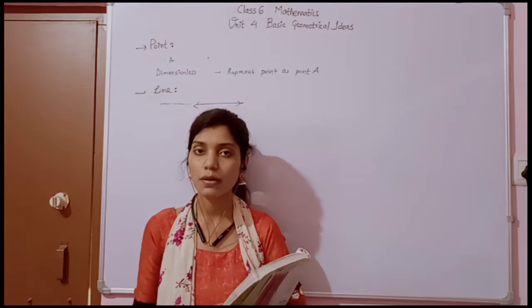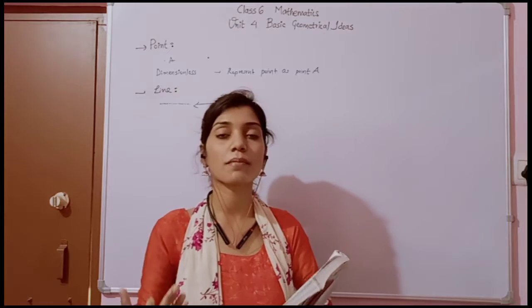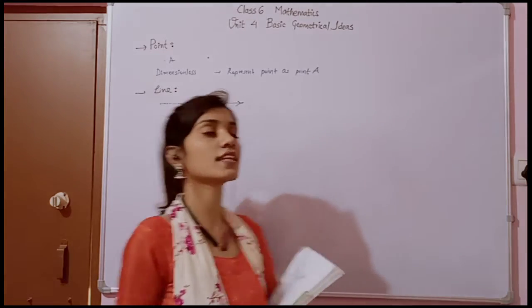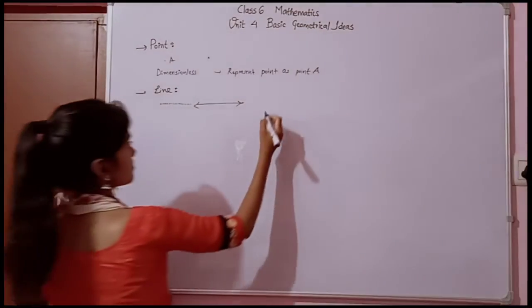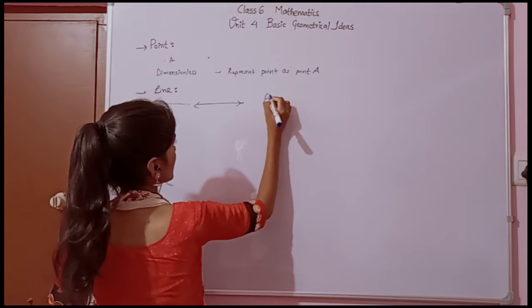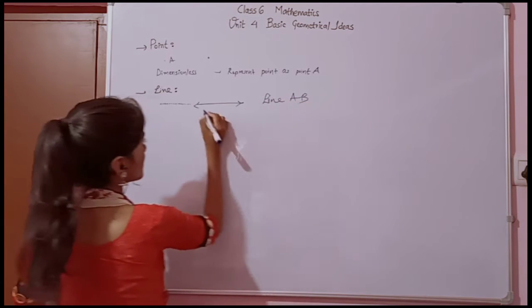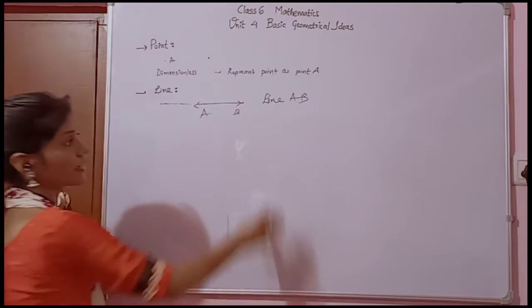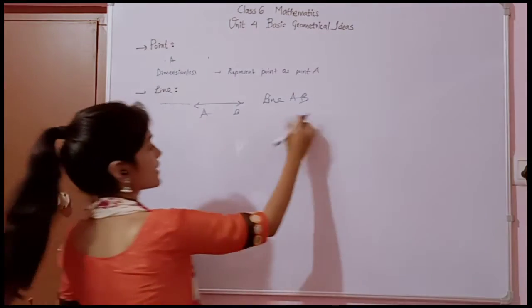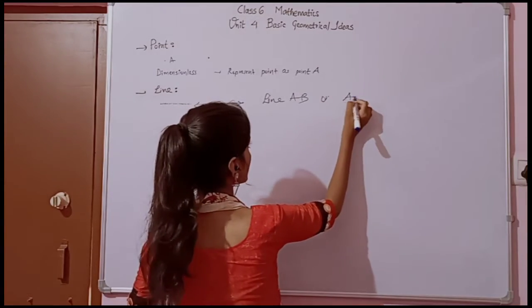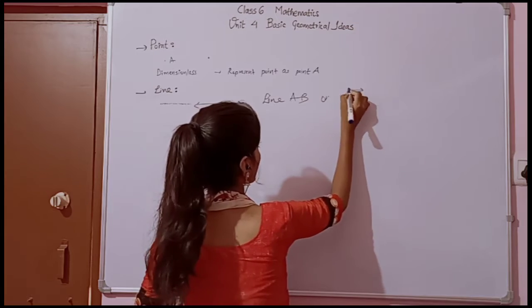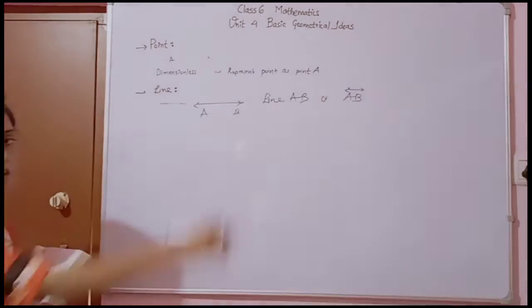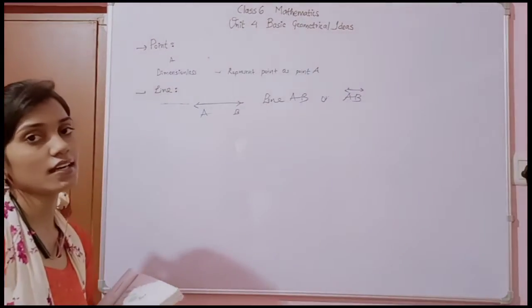Now if I want to represent a line, how will I represent it? If I give it the name line AB, you can either write line AB or you can represent it like this: write AB and draw a line over it. This is how you represent a line.